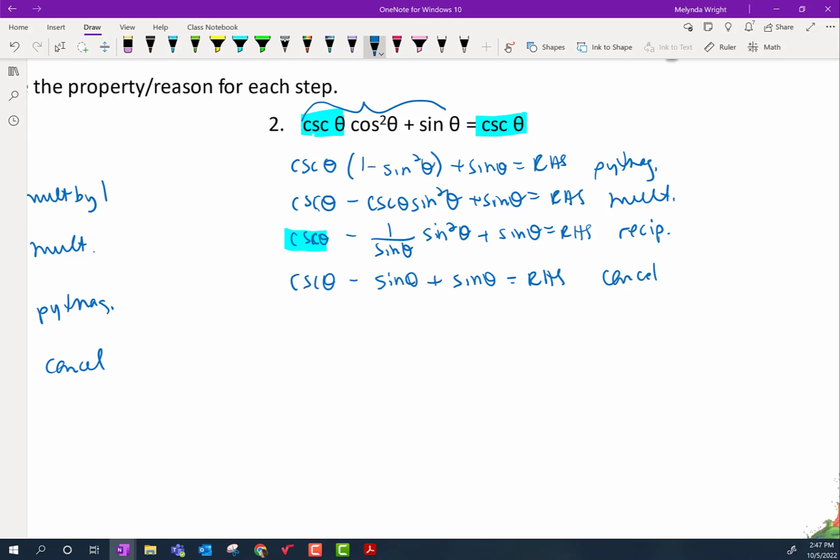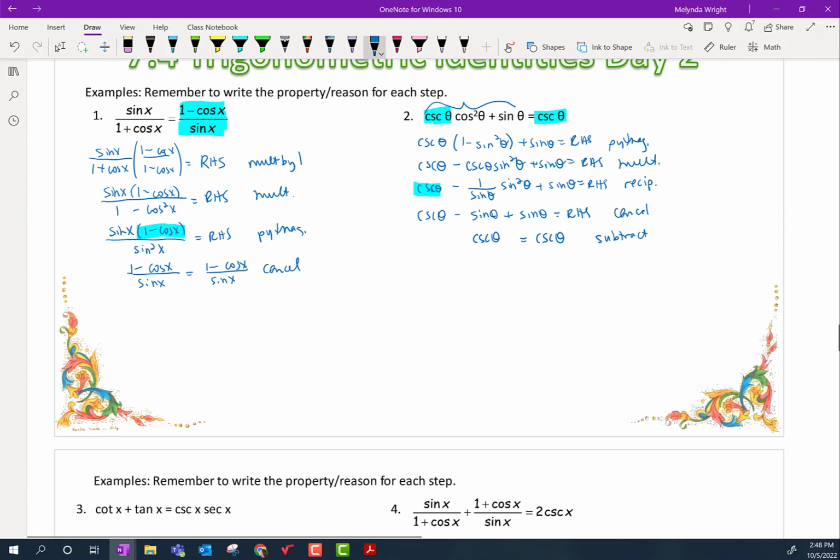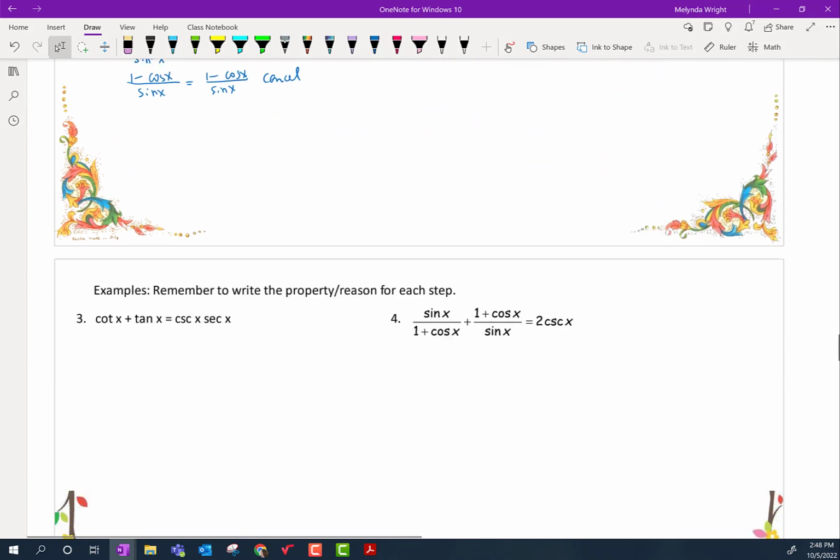So I now have cosecant is equal to cosecant, and this would be, we could call it subtracting, because we basically subtracted sine minus sine and got 0, and we're there. How is that? Okay. We have 2 more proofs to work on. Let's get to our second page.